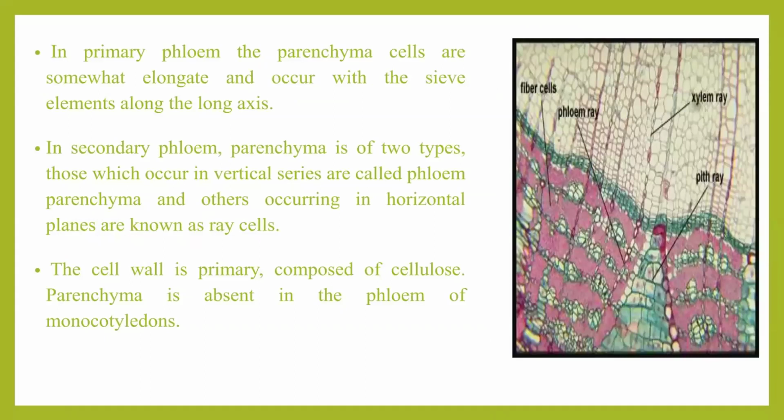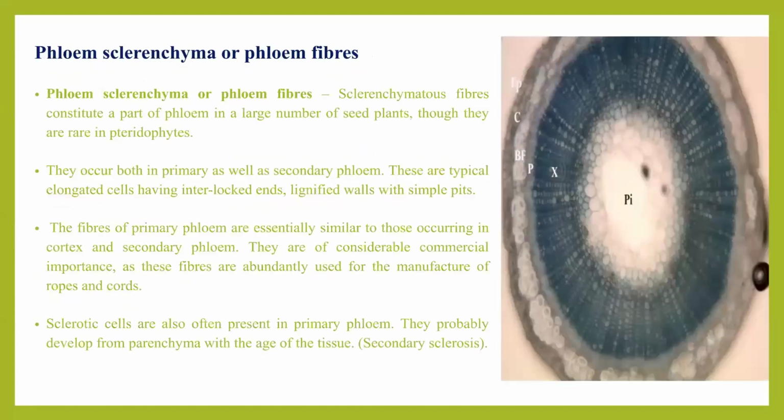In primary phloem, the parenchyma cells are somewhat elongated and occur with the sieve elements along the long axis. But in secondary phloem, the parenchyma is of two types. Those cells which occur in vertical series are called the phloem parenchyma, and others which occur in the horizontal plane are known as the ray parenchyma or ray cells. The cell wall is primarily composed of cellulose. Parenchyma is absent in the phloem of monocotyledons.